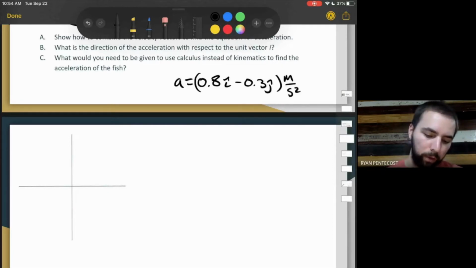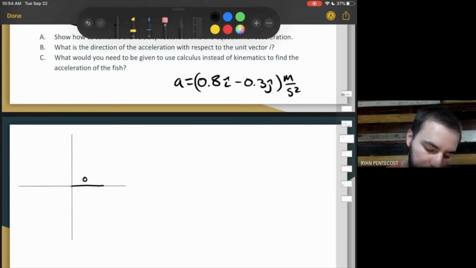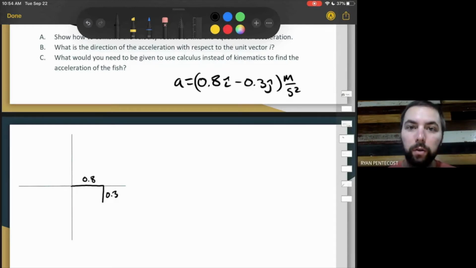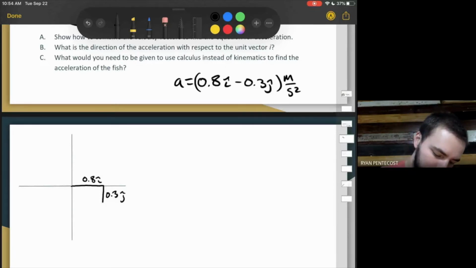Okay. So to draw that, we would have 0.8 along the x-axis. Oh, whoops, and then that's going to be negative, so I'll put that up top. 0.8 along the x-axis, then what I'm going to call arbitrarily 0.3 along the y-axis in the y direction, or in the j direction. Right? Now, what we need is this angle right here. This is a right angle.